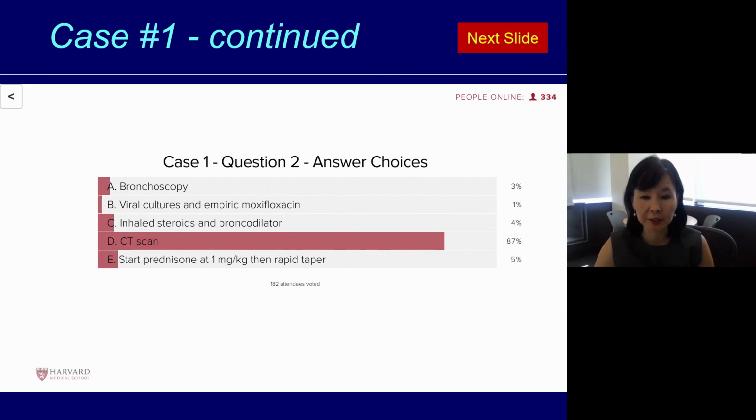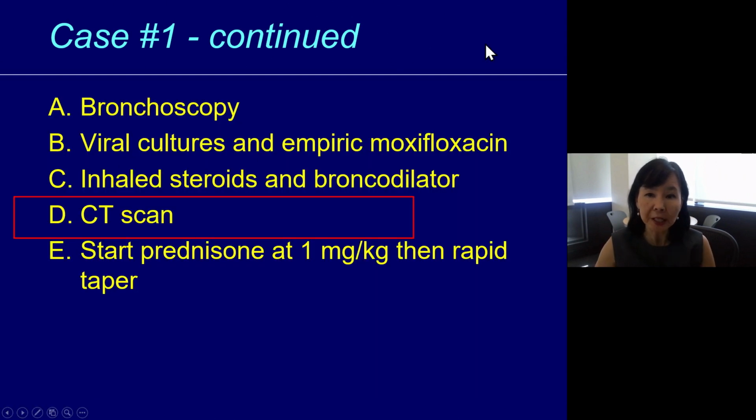Great, people are still answering, which is great. Okay, now it's starting to slow down again. So as you can see, the most popular answer here was CT scan, with all the other answers much less popular. And that actually is the correct answer, a CT scan.